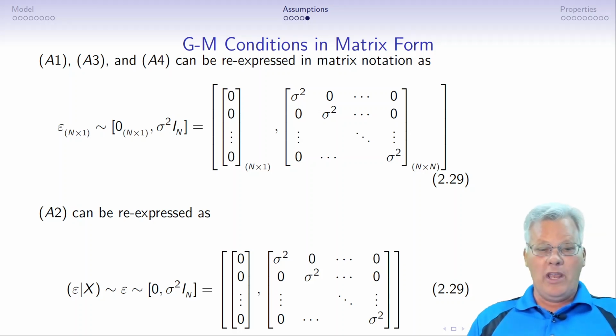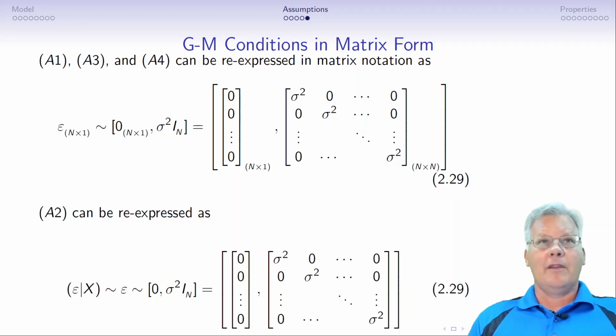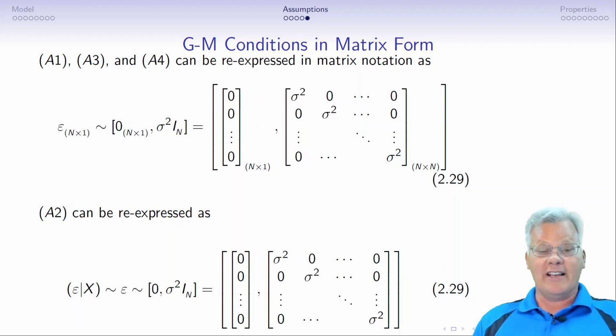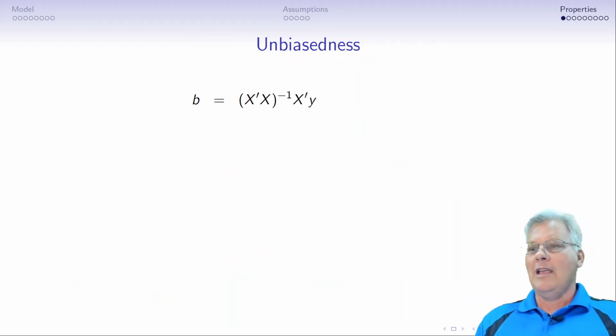Assumption A2, which was regarding the conditional expectation of epsilon. So that's the mean and variance of epsilon conditional upon the value of x. So A2 deals with the conditional expectation. 2.29 deals with the unconditional expectation, and they're the same, right? You see that. Okay. Now, the properties of the OLS estimator.